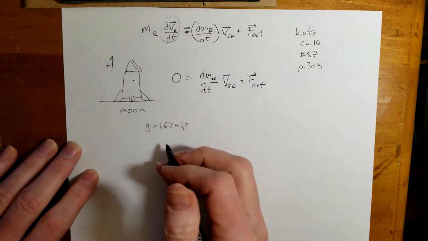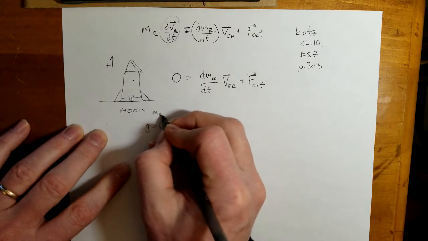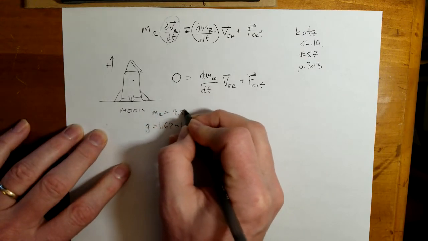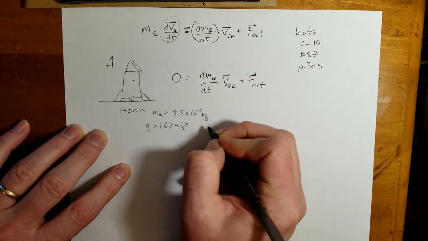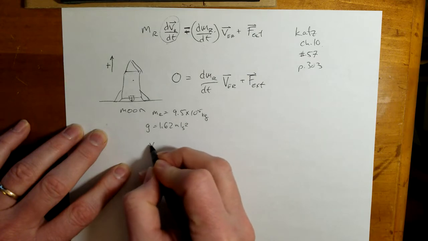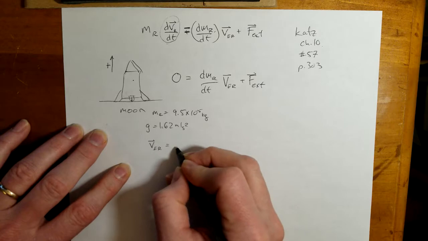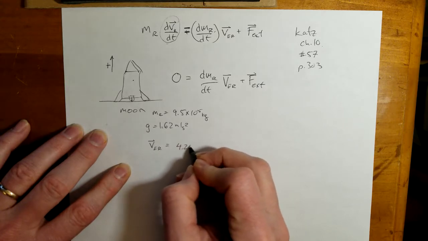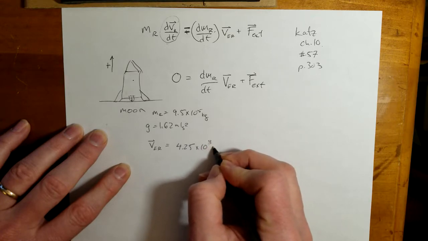They also tell us a couple other bits of information. Mass of the rocket is 9.5 times 10 to the 5th kilograms. And the exhaust velocity, we have to assume that is the velocity of the exhaust with respect to the rocket, is 4.25 times 10 to the 3rd meters per second.